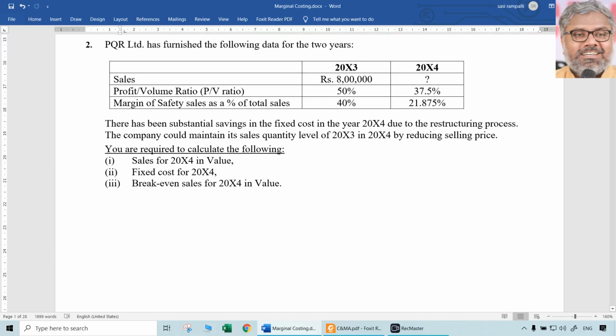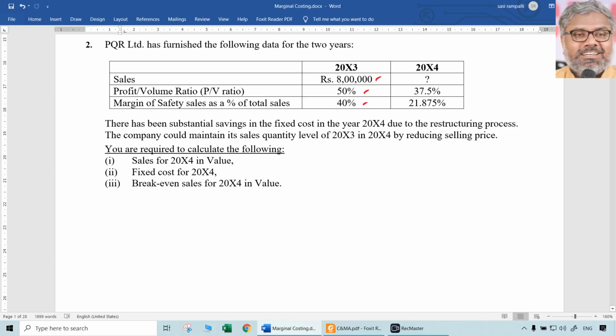Then the second question. PQR Limited has furnished the following data for 2 years. Sales for 1 year is given as 8 lakhs rupees. PV ratio is 50%. Margin of safety sales as a percentage of total sales is 40%. Immediately we should understand other things also. If PV ratio is 50%, variable cost to sales ratio will also be 50%. That is one thing. If margin of safety sales as a percentage of total sales is 40%, that means break-even sales will be 60% of total sales.